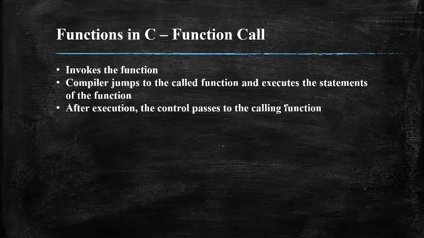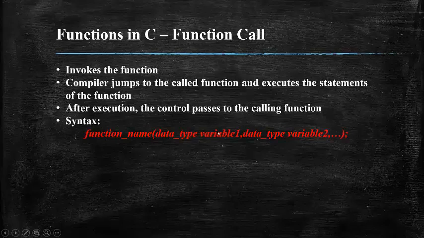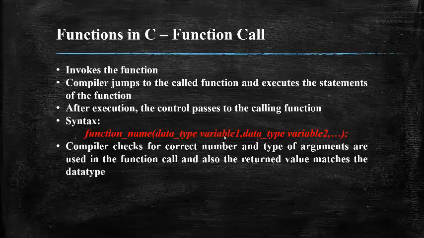So what is the syntax of the function call? You simply give the name of the function, and if it has any input arguments, those input arguments should also be passed. The compiler checks for the correct number of arguments as well as the data type of the arguments, and it will also see whether the correct return value is getting matched for the function call.